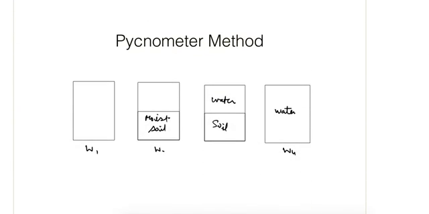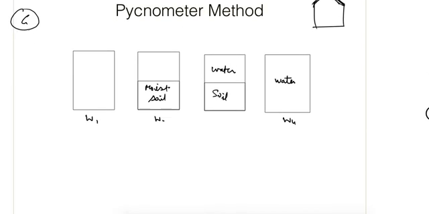Next is the pycnometer method. This is a very quick method if we compare it with the oven drying method. So we use it when we know the specific gravity of soil, and if we need to calculate it quickly, we use this method. So a pycnometer is nothing but a bottle. It is somewhat conical from the top, and so we take some readings from this bottle.